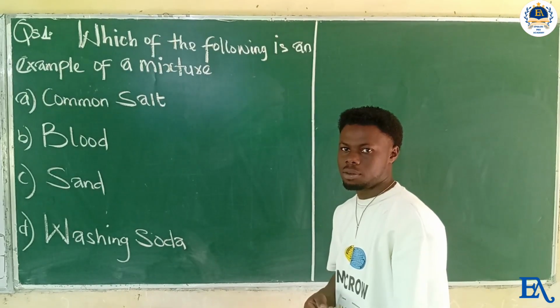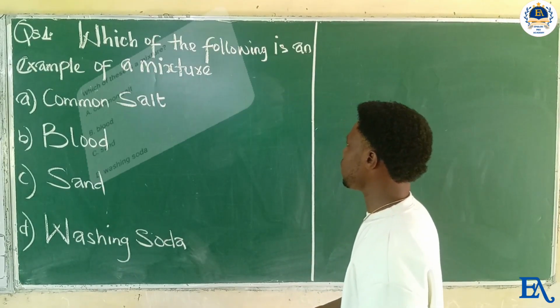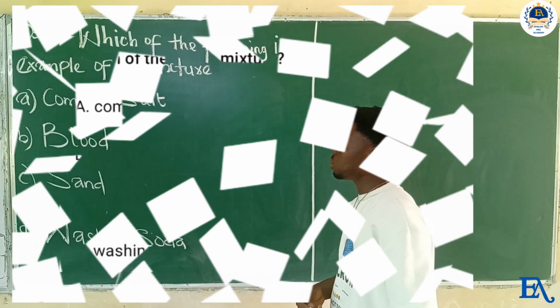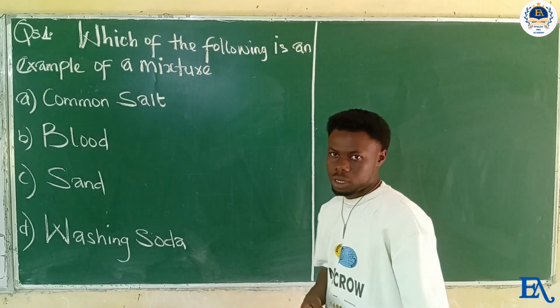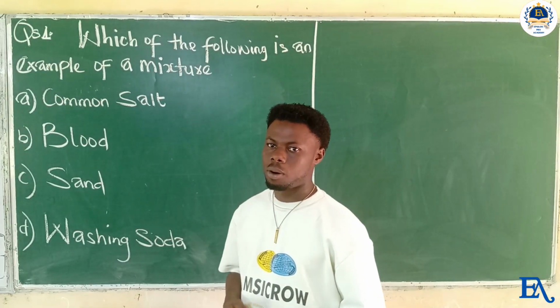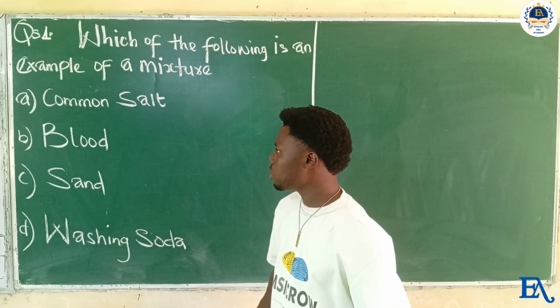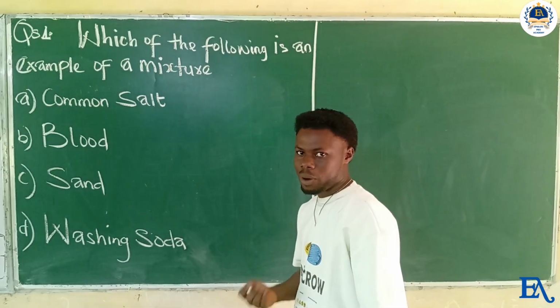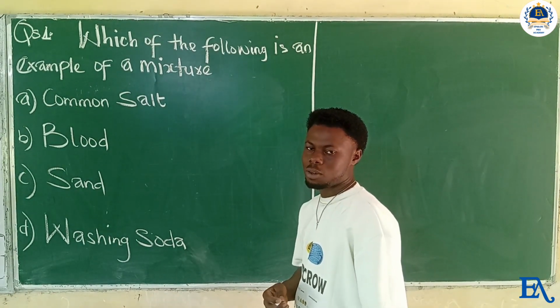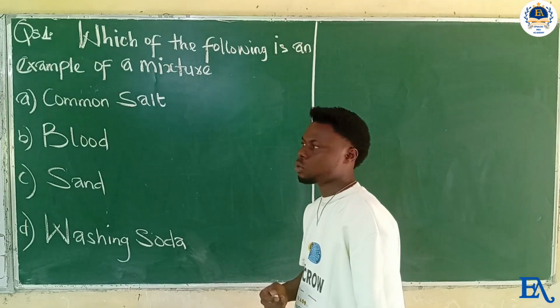In chemistry, let's look at the first question. Which of the following is an example of a mixture? Option A, common salt. Option B, blood. Option C, sand. And option D, washing soda. A mixture is formed when two or more substances physically intermingle or combine together. So in a mixture, they are not chemically combined, they are physically combined. Since they are physically combined, this can only be separated by a physical method.